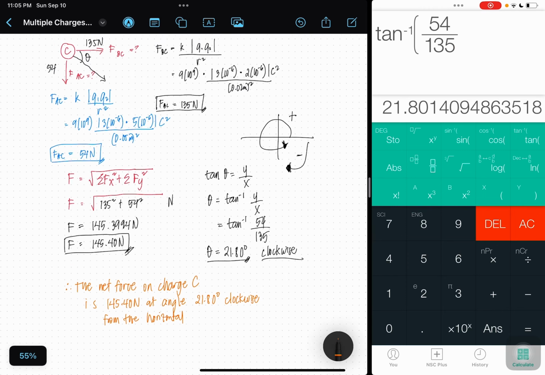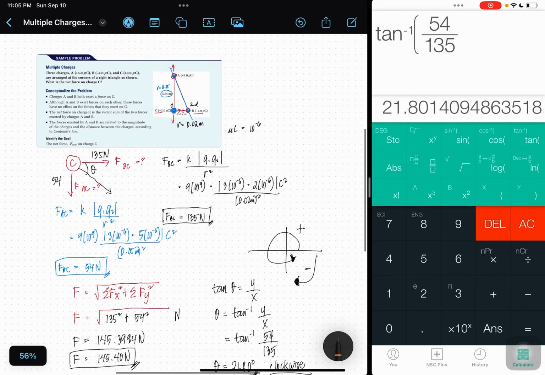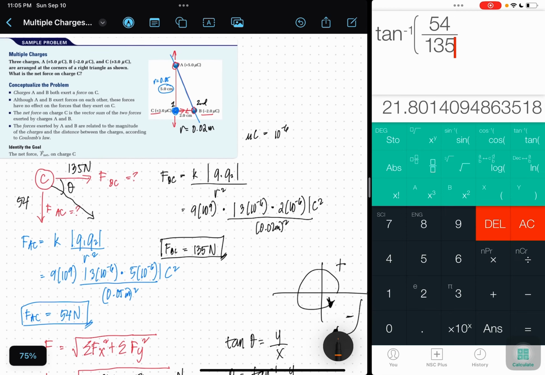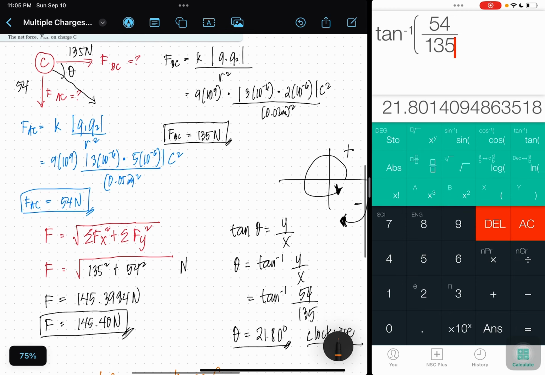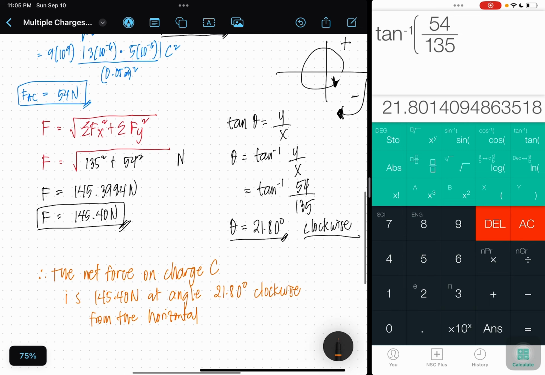Okay? So, possible on your problem set, ang mangyayari lang diyan, merong angle. So, kapag may angle, you will just apply the component method.